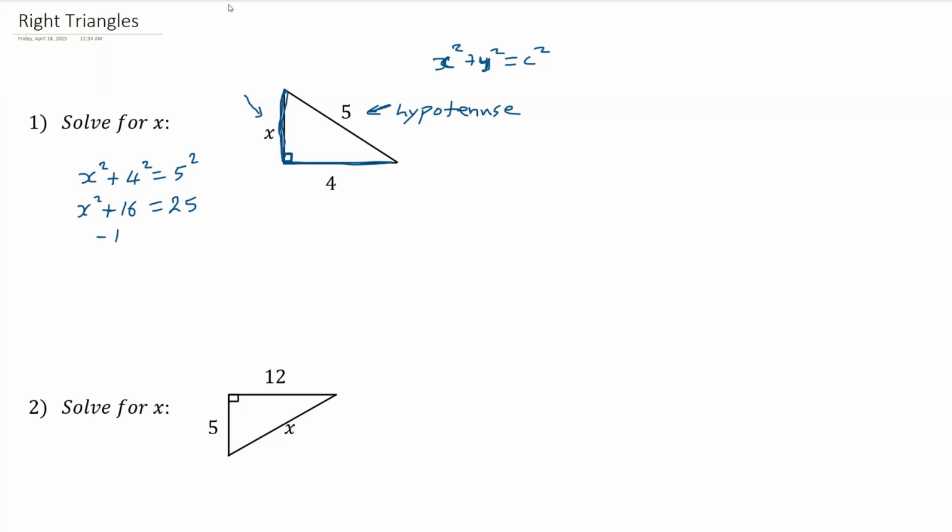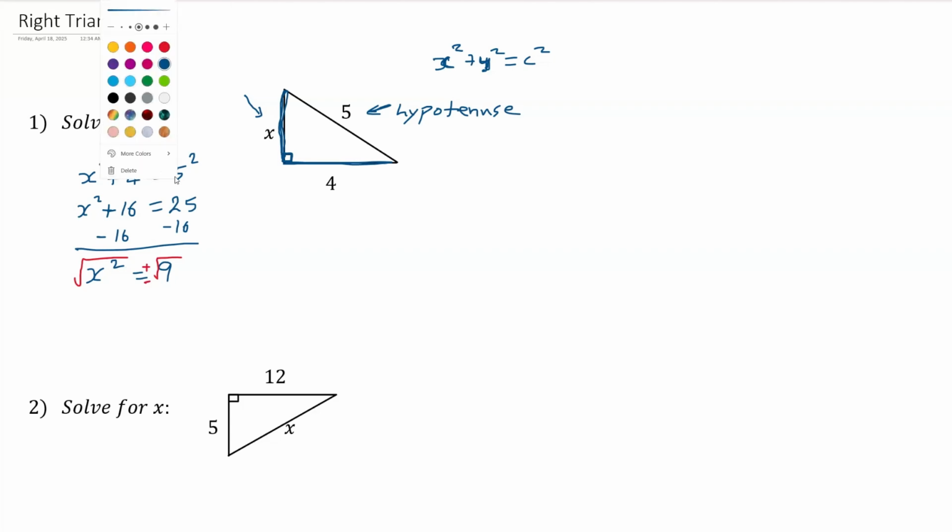So now you subtract 16 from both sides. So you end up with x squared is equal to 9. So x squared is 9. Therefore now you have to take the square root of both sides, because the square root cancels the square. And the number that doesn't have the square gets plus or minus. So this would say then that x is equal to plus or minus 3.